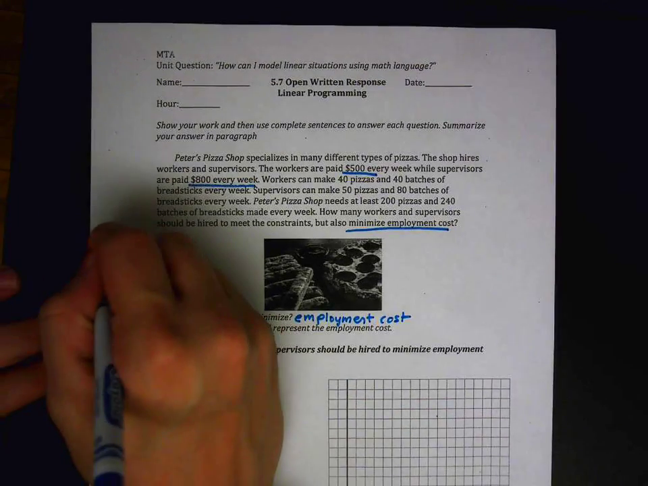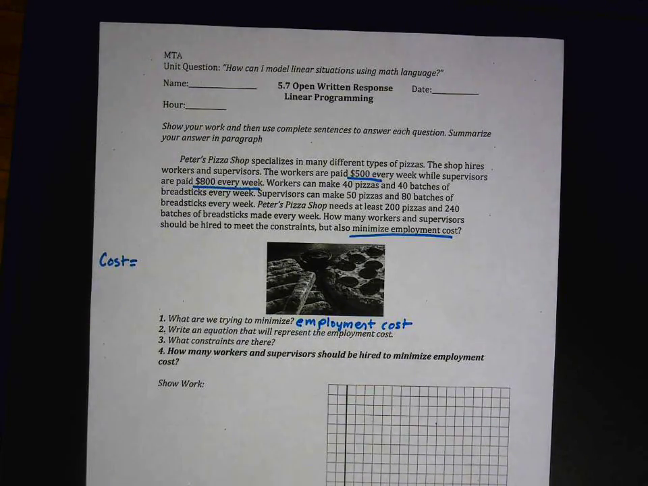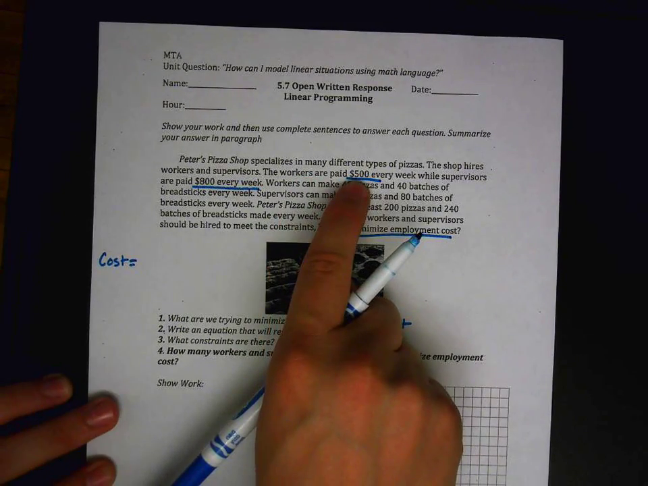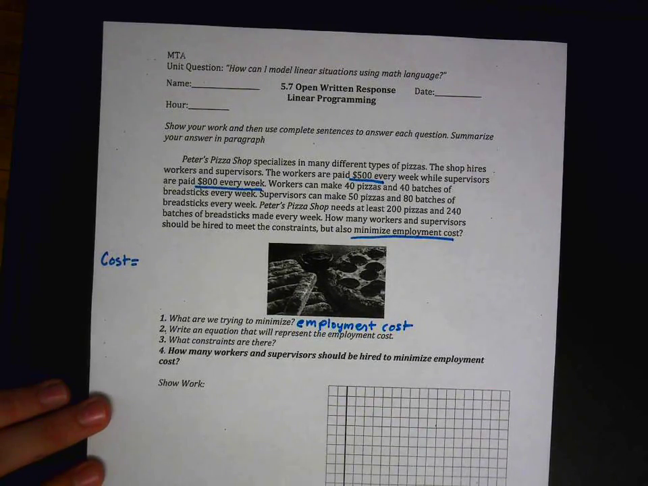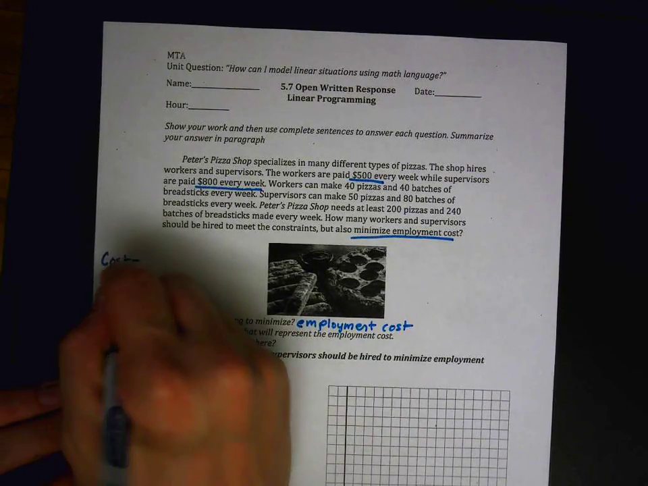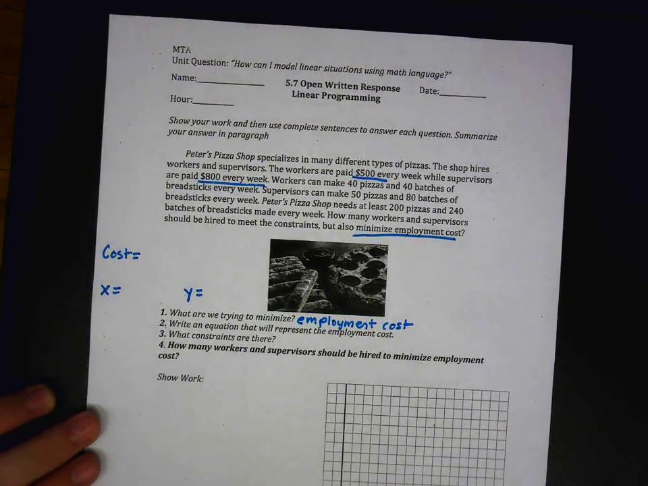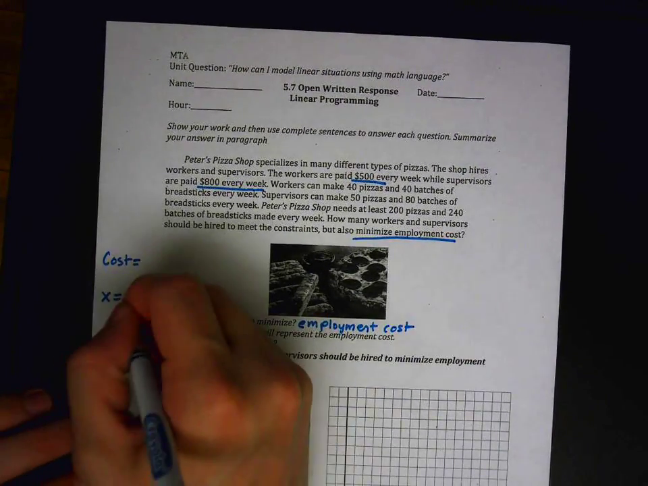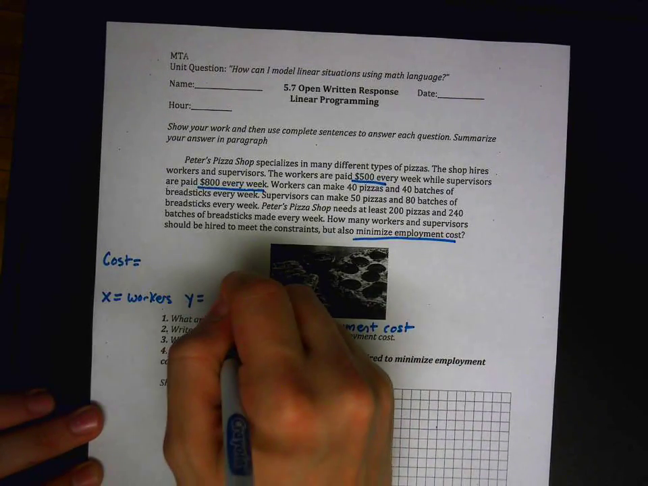And number two, how can we represent employment cost? So I'm just going to say cost. Well, that's going to be equal to the amount of money we're paying the workers plus the amount of money we're paying the supervisors. Now it says the workers are paid $500 every week. The supervisors are paid $800 every week. So if we want to create an equation, we want to use these two variables, x and y. We're going to call x the number of workers that we have, and y the number of supervisors.